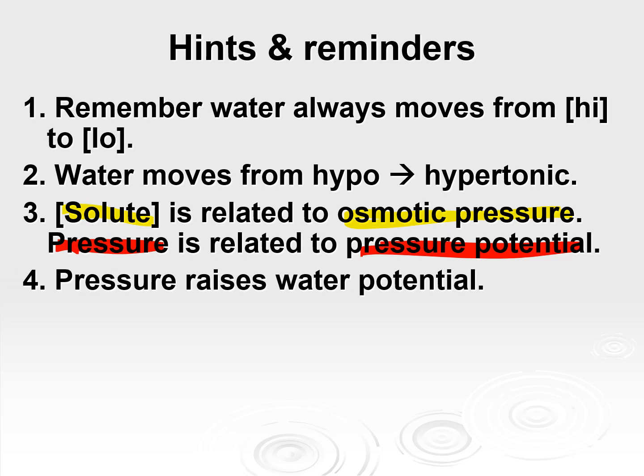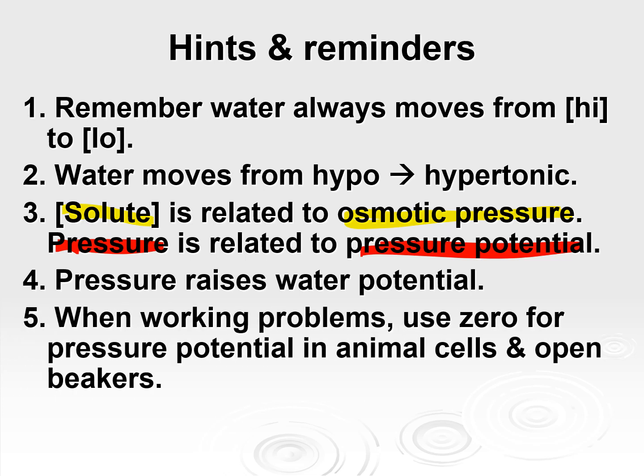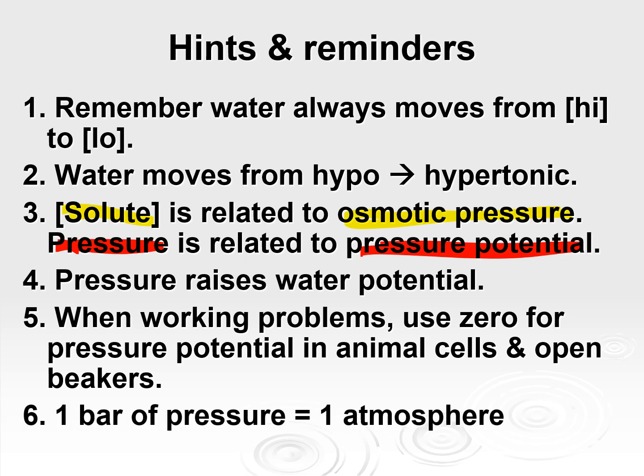Number 4, pressure raises water potential usually. So most of the ones that you will be given have to do with pressure in a plant cell. Number 5, when working problems, use 0 for pressure potential in both animal cells and open beakers. There's only pressure present when a cell membrane of a plant cell is pressing against a cell wall. And then finally, 1 bar of pressure is equal to 1 atmosphere.